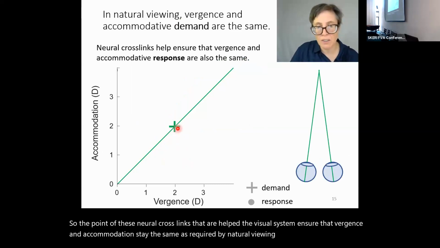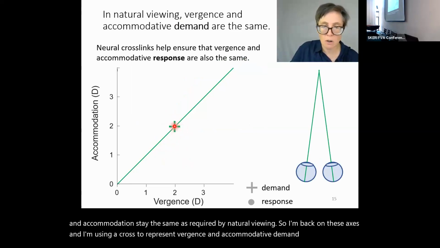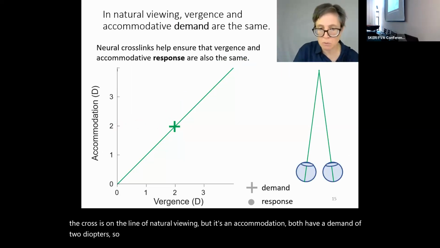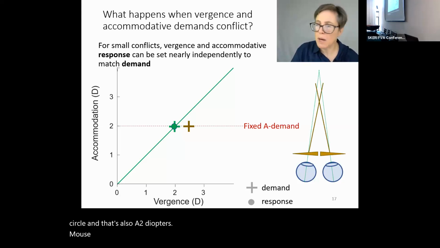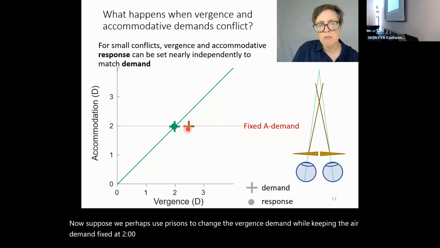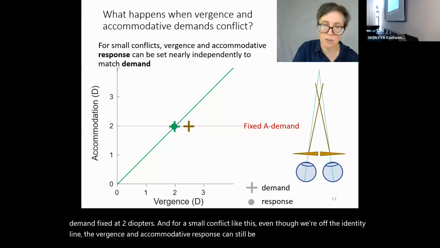So now I'm back on these axes and I'm using a cross to represent vergence and accommodative demand. In this example, the cross is on the line of natural viewing, and vergence and accommodation both have a demand of 2 diopters. So that's great, the visual system can respond, and I'm representing response with this circle, and that's also at 2 diopters. Now suppose we perhaps use prisms to change the vergence demand while keeping the accommodative demand fixed at 2 diopters. And for a small conflict like this, even though we're off the identity line, the vergence and accommodative response can still be set nearly independently so as to match the demand.